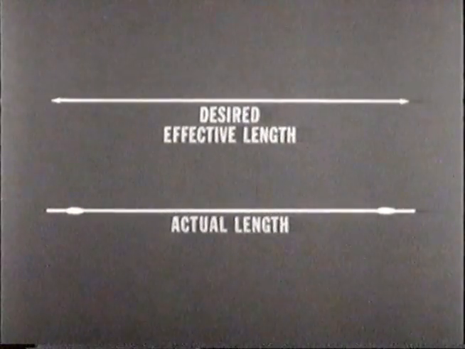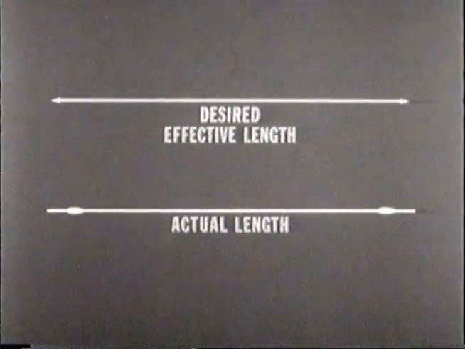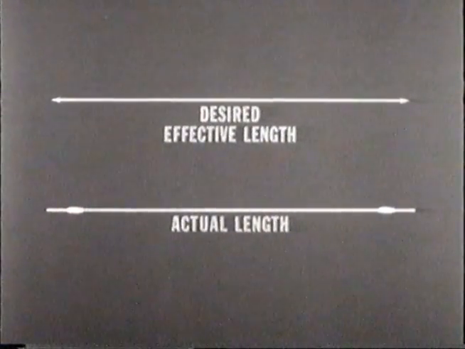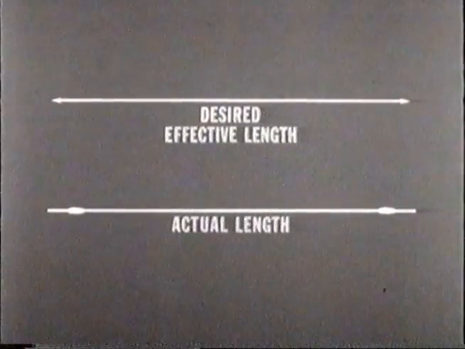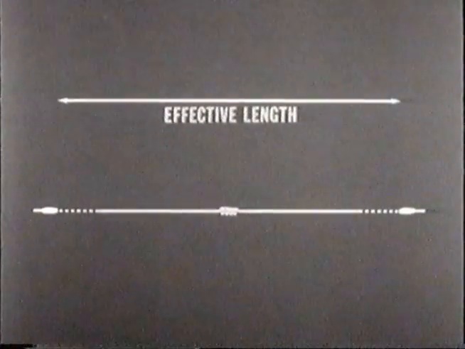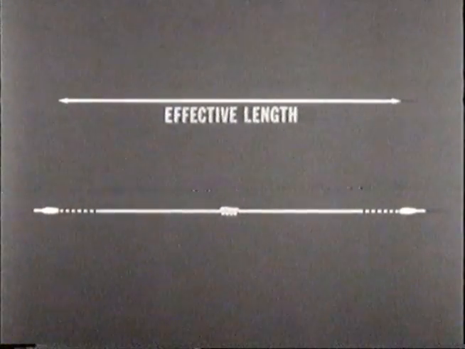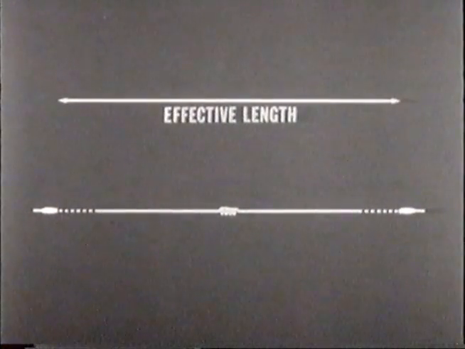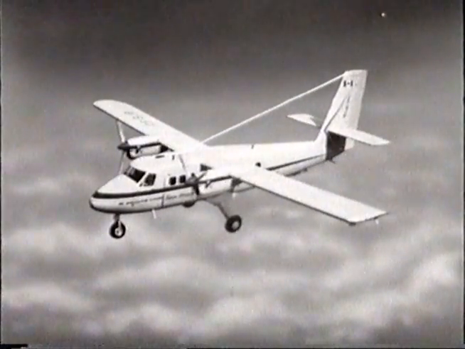The antenna should be of such length as to approximately equal the wavelength to be radiated. If the actual length of an antenna is shorter than the desired length, it may be made to function as if it were longer. To obtain this desired effective length, a loading coil is placed in the antenna. This coil, by adding inductance, increases the antenna's effective length.